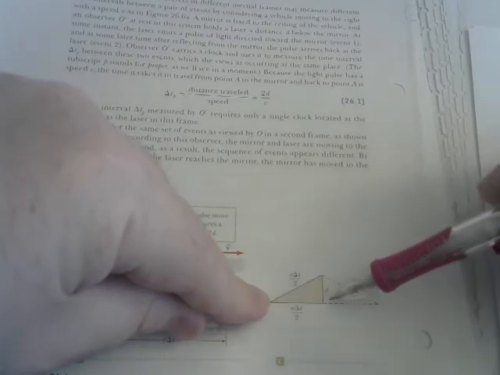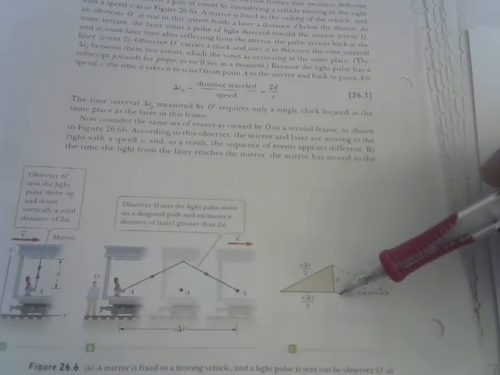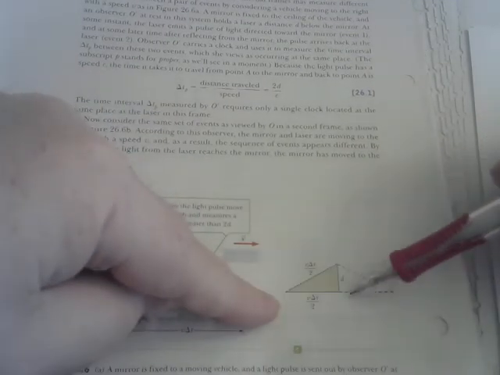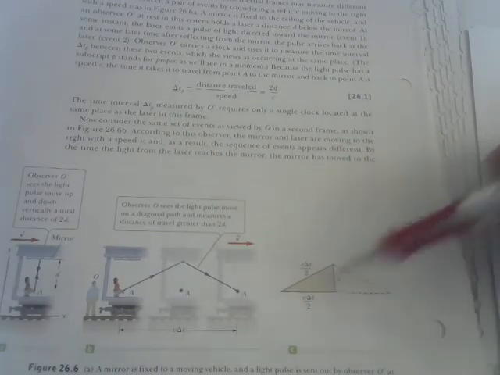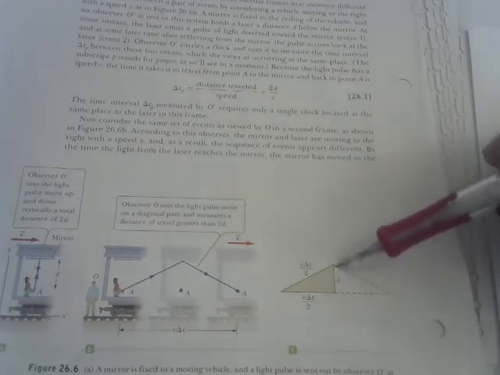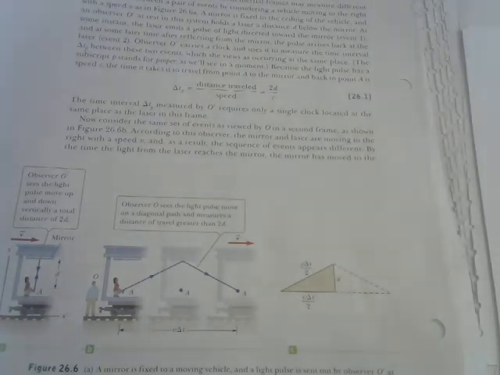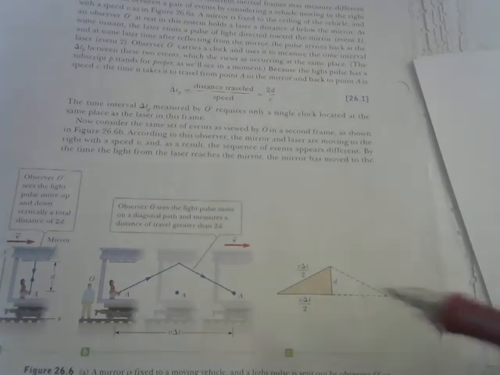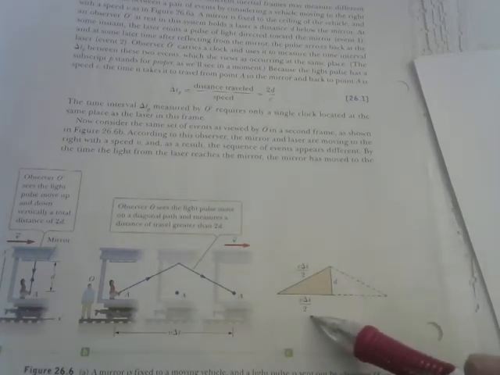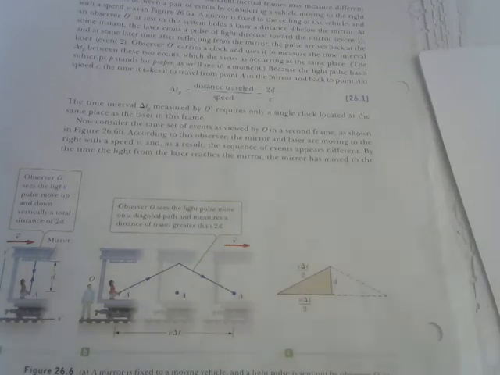The base of the triangle is the velocity of the, well, in this case it's a picture of a train, the velocity of the train times half the period of time. And this distance here, the opposite side, is the height of the train. So this is a right triangle, so we can just apply the Pythagorean theorem to it. The base squared plus the opposite side squared is equal to the hypotenuse squared.